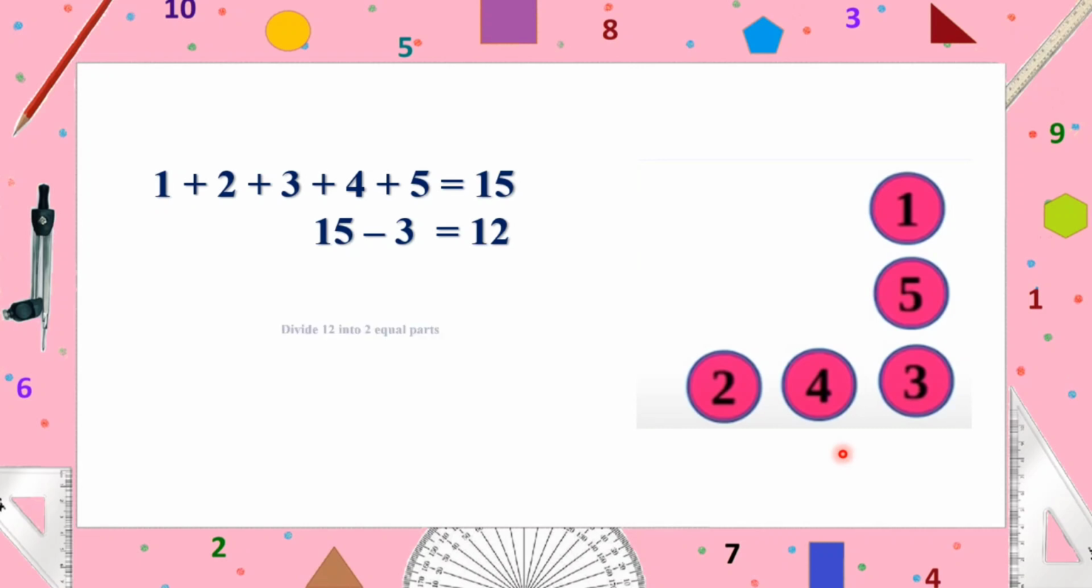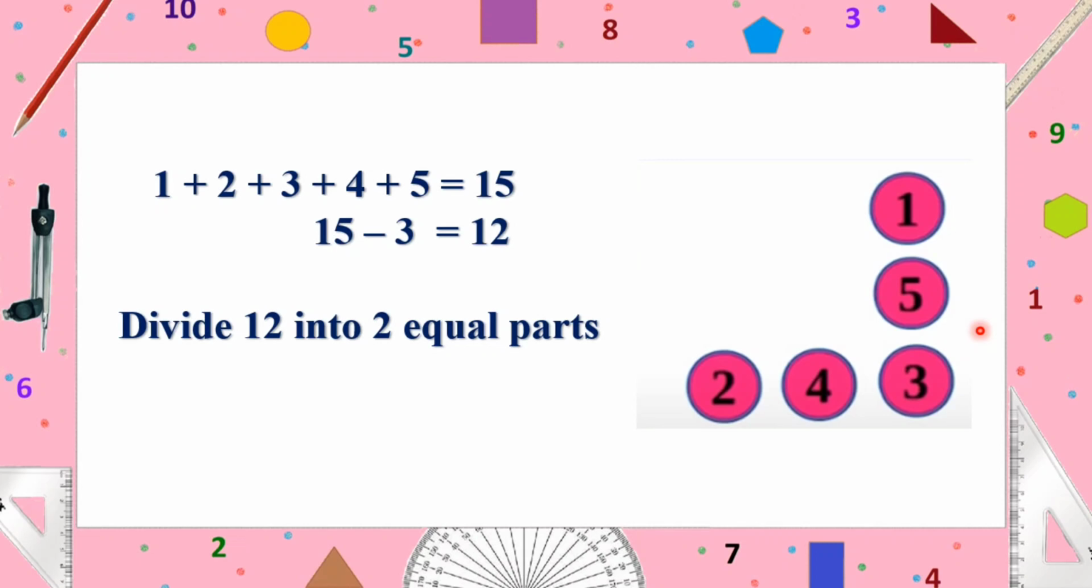Now divide this 12 into 2 equal parts. If we divide 12 into 2 equal parts, we will get the number 6. Then arrange this 6 in 2 sides. Here the 6 is divided as 1 and 5 and on the left side the 6 is divided as 2 and 4.